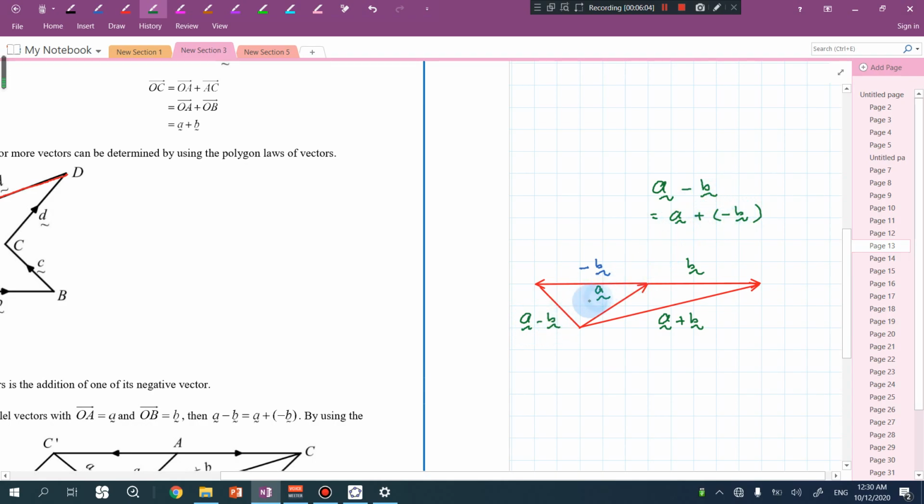If you cannot understand, try to pause the video and think first. Oh, I forgot to draw an arrow here. So this is A minus B. This is A plus B. Okay, now let's try some questions.